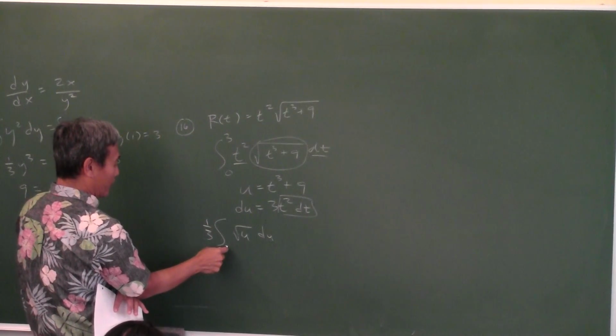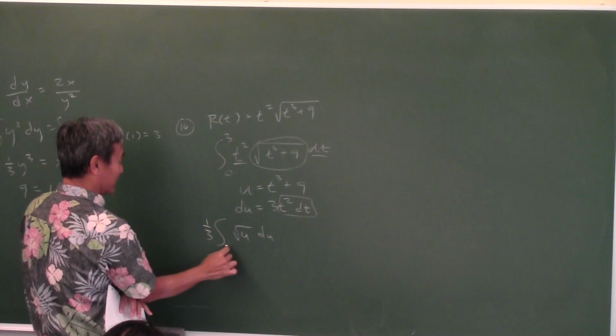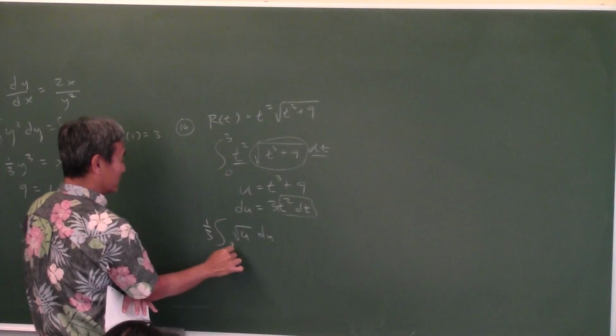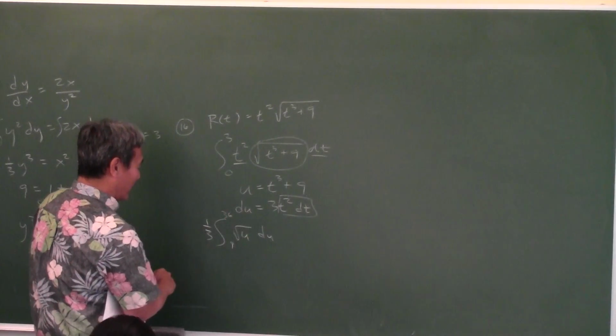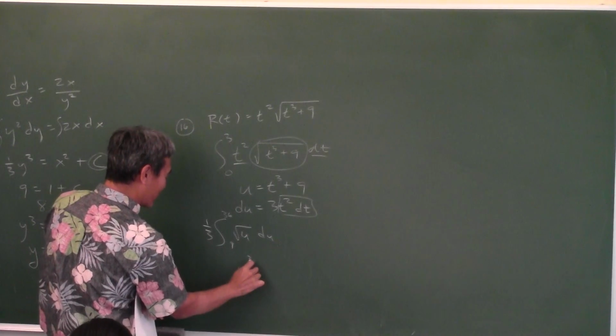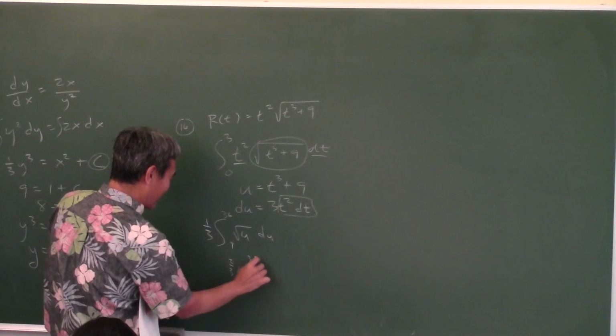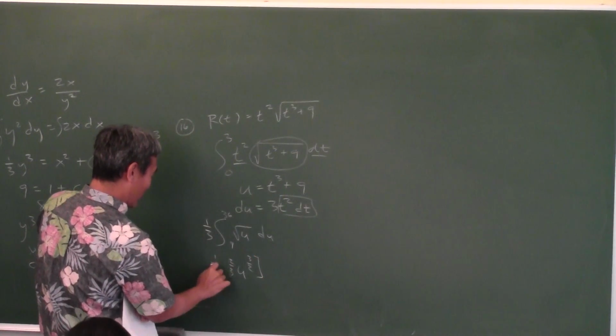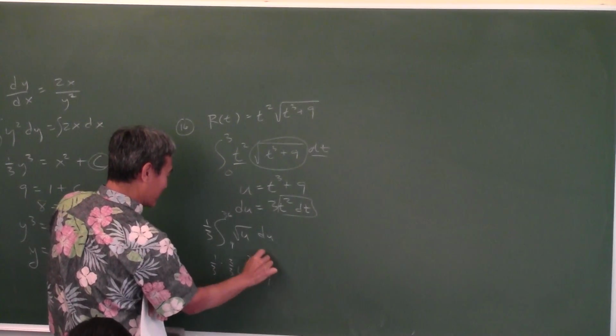Okay, again, you go from bottom to top. 9 to 36. There you go. And then you find the antiderivative. This is like u to the half, so make the power 1 bigger. Put the reciprocal in the front. And then don't forget the 1/3 there. And then 9 to 36.